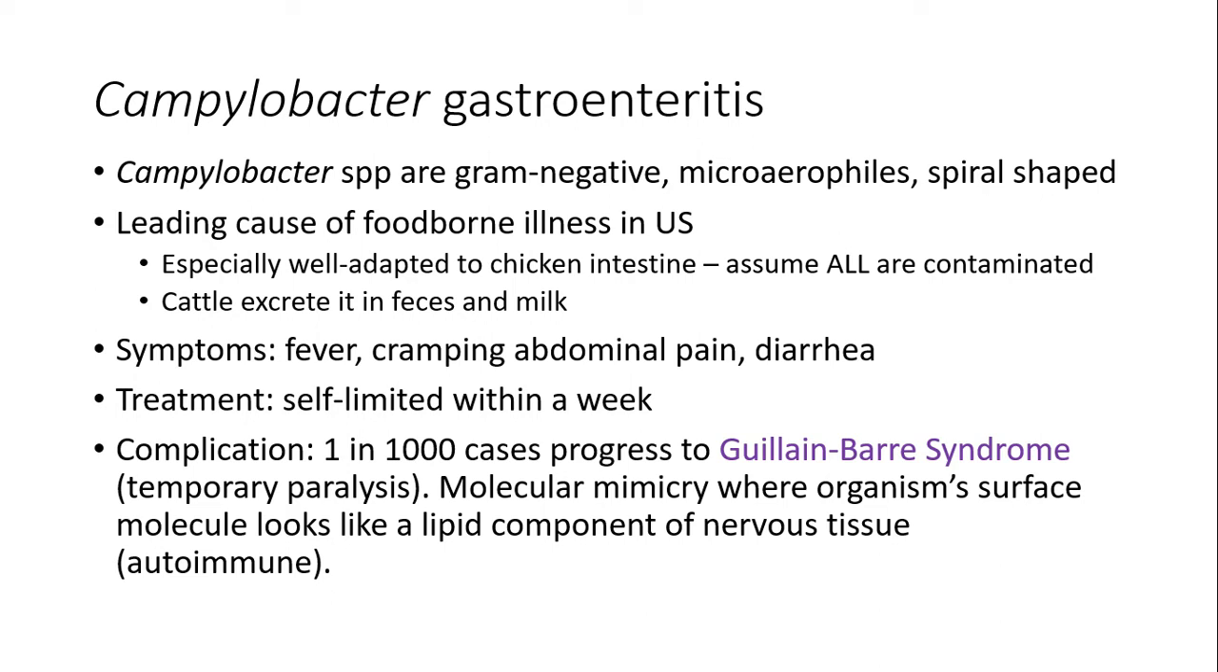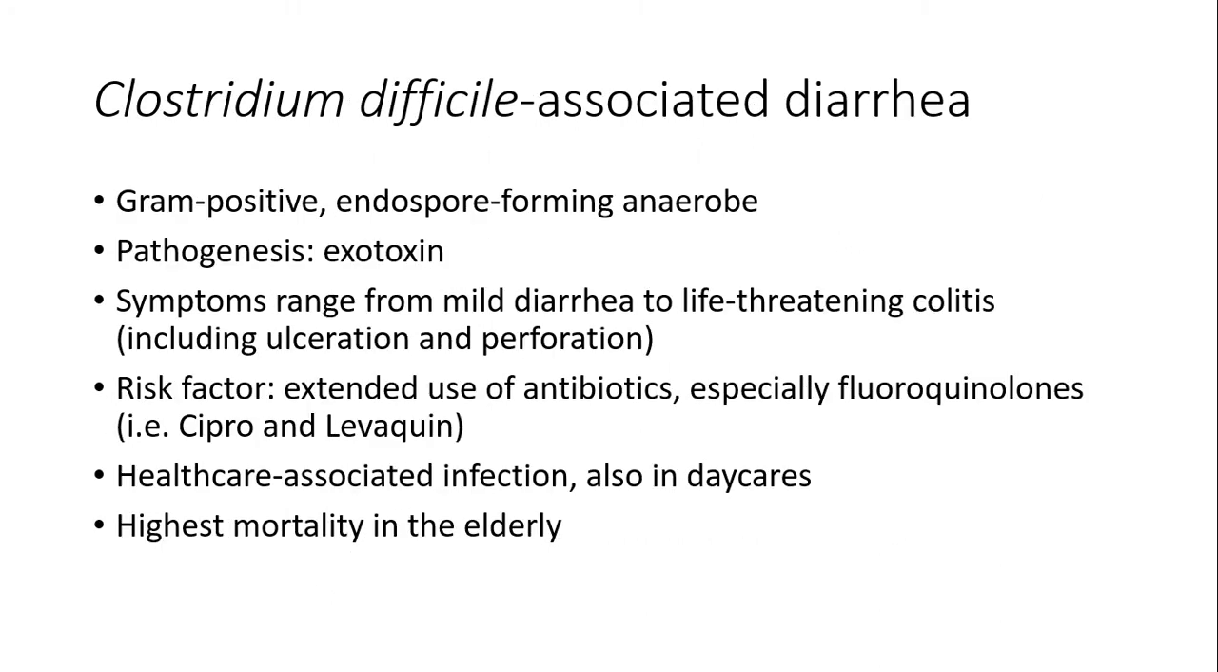And in this one in particular, about 1 in 1,000 cases will progress to Guillain-Barré syndrome, which is a temporary autoimmune-driven paralysis. What happens here is there's molecular mimicry where the organism's surface molecules look like a lipid component of the nervous tissue. So you clear the infection, your immune system has developed antibodies against Campylobacter, but because those things that the antibodies are directed against are so similar to nervous tissue, those antibodies are going to start attacking, and that will be pretty bad.